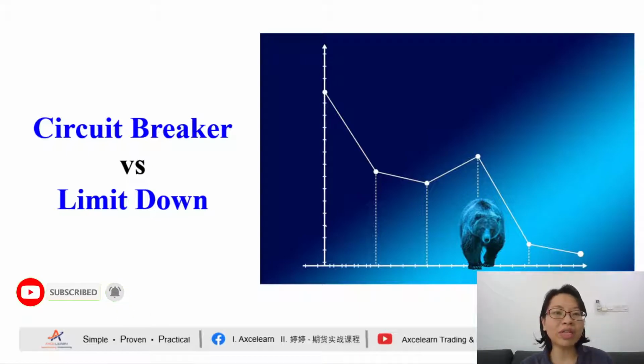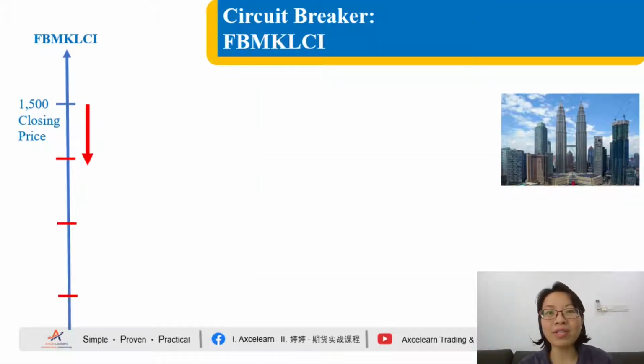Now, we are going to start with today's discussion about circuit breakers and limit down. What is the main difference between circuit breakers and limit down? Many of you thought that they are the same, but actually they are not the same. Now, let's start with the first concept called circuit breakers.